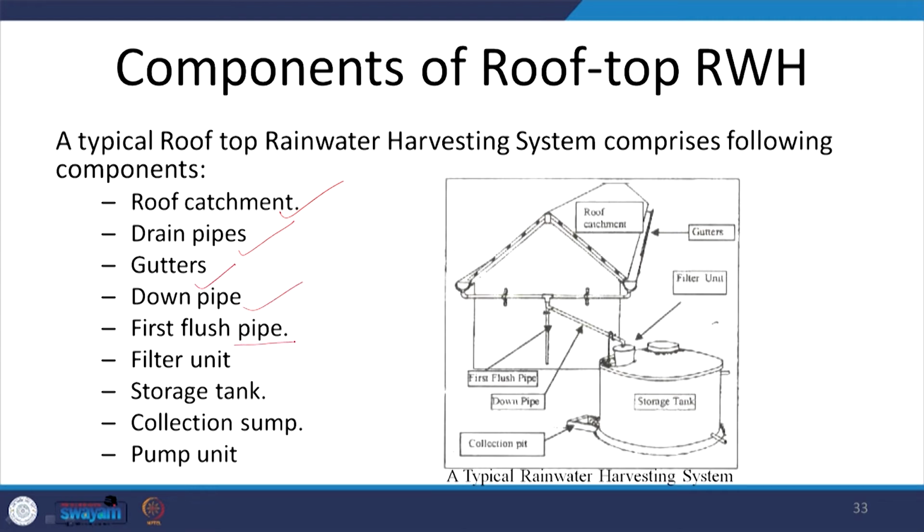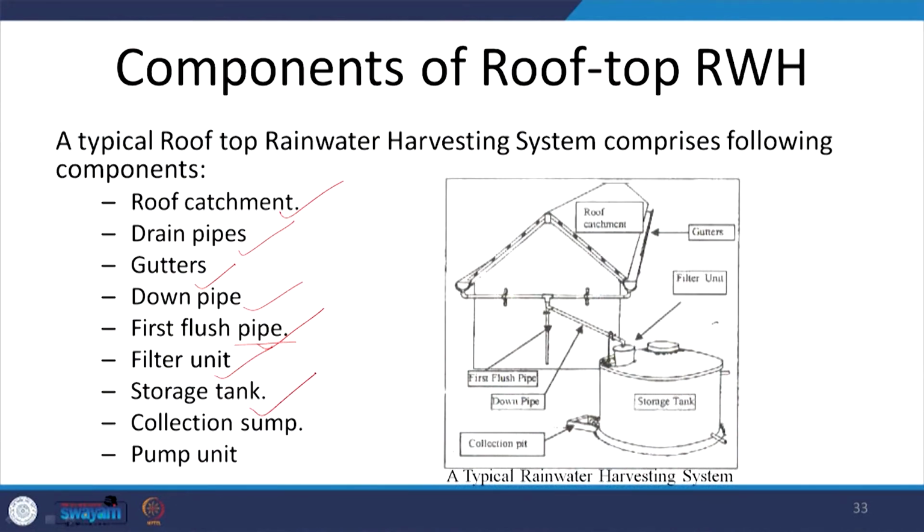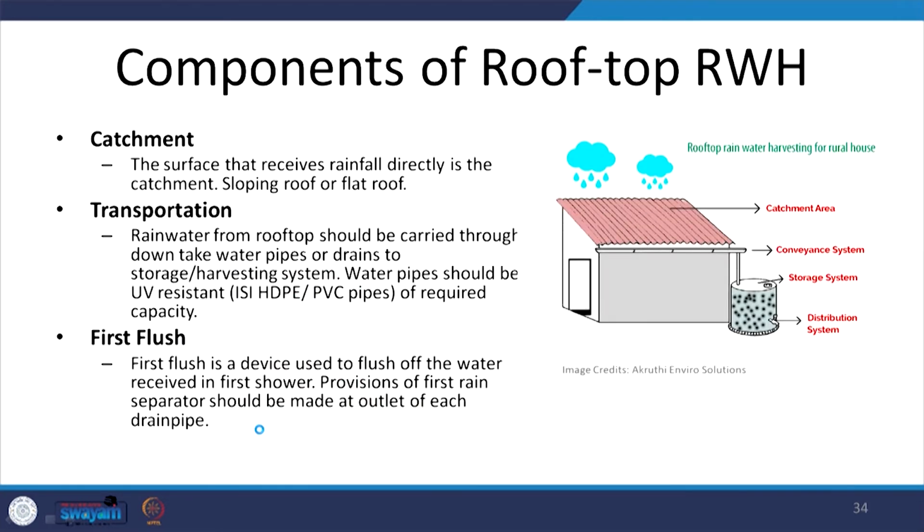Then we very essentially need a first flush pipe, where all the contaminants which are getting washed off with the first flush will be taken off. Then a filtration unit, a storage tank, a collection sump and a pump unit, because we need to use the same water. So, catchment is actually this roof area which we are using to catch the rainwater.